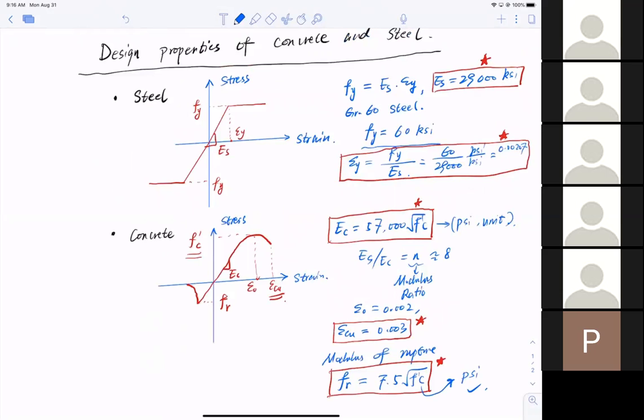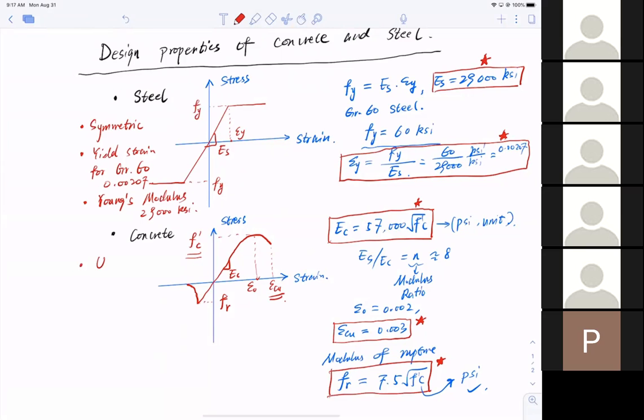Now we know steel is going to be symmetric. Let me put down some markers here. Symmetric means in terms of compression and tension, they have similar behavior. The yield strain for grade 60 is about 0.0027. The modulus of elasticity, or Young's modulus, is about 29,000 ksi. And for concrete, it's unsymmetric, not symmetric at all.